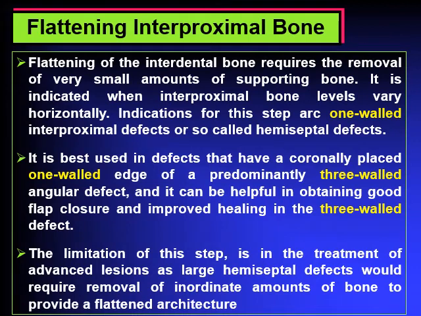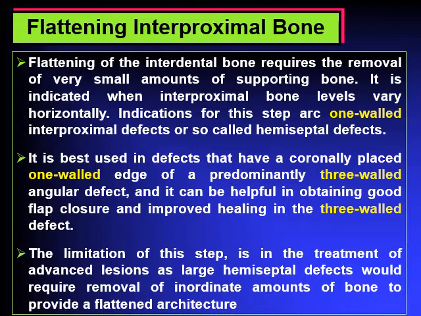Then the other surgical or resective technique is the ostectomy technique, or osteotomy technique. It is done in two steps. Number one, flattening of the interproximal bone. It is a pure osteotomy technique. Number two, marginal gradualization of the bone. So flattening of the interproximal bone requires the removal of a very small amount of the supporting bone.